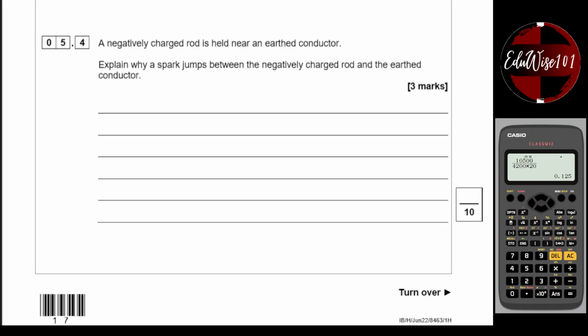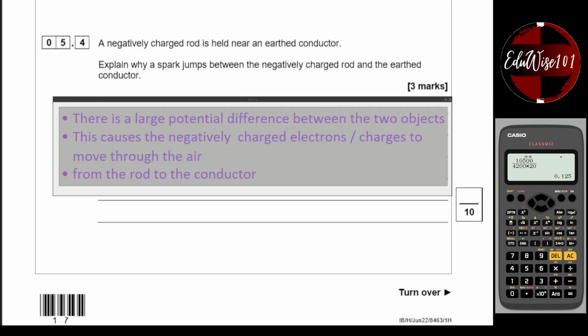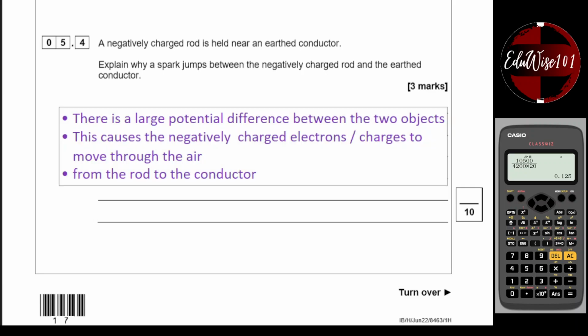So why does a spark jump? There is a large potential difference between the two objects. This causes the negatively charged electrons, or the charges, to move through the air from the rod to the conductor.